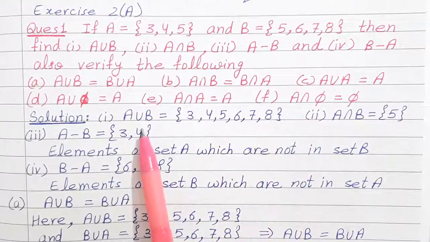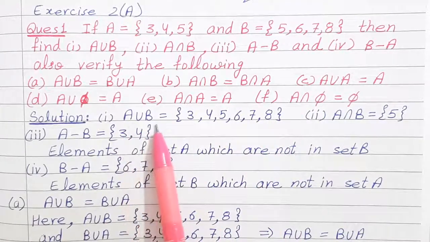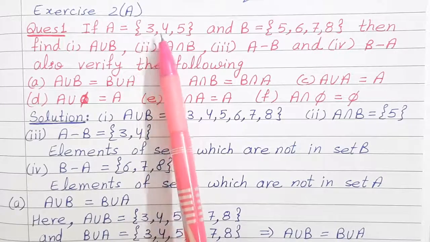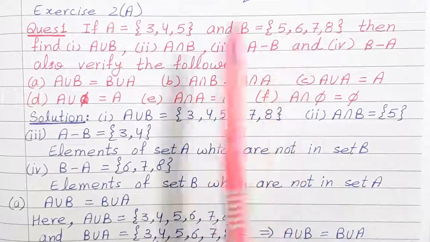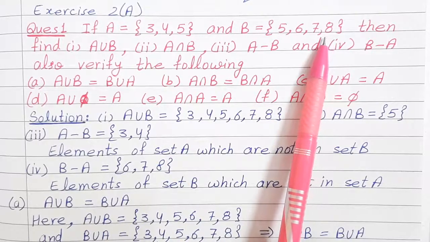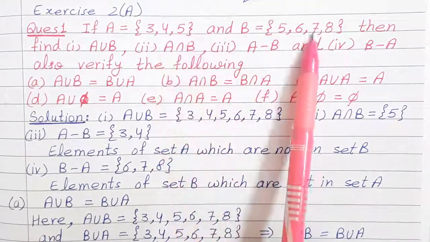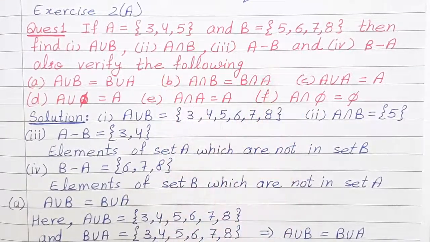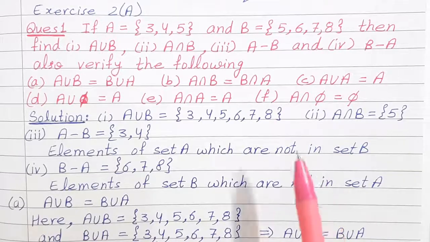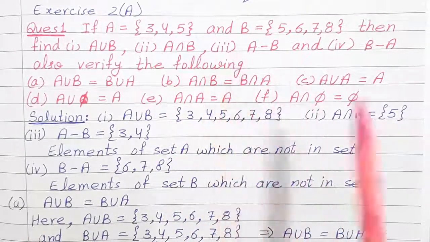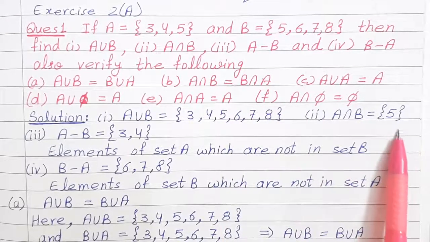Let us see the first part, A union B. Children, it is very easy. You already know in A union B, we just have to write all the elements of A and B. We just have to combine all the elements. And of course, you need to keep in your mind that we are not going to repeat any elements here. We will not write 5 twice here, right? That is very important. Now, A intersection B. Now, what is common? 5. So, A intersection B is 5.